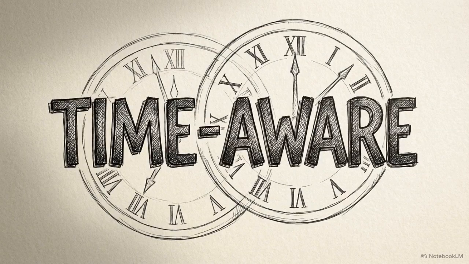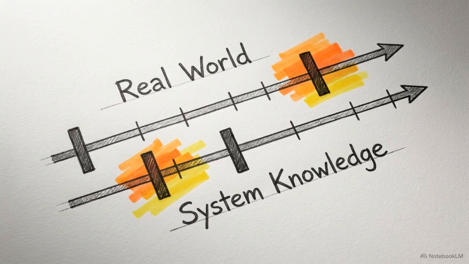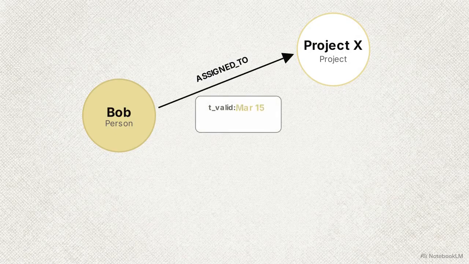Production-grade reliability is achieved through a feature called the bitemporal model. The real world and an AI system's knowledge of that world are rarely synchronized. The system needs to distinguish between when an event happened and when it learned about that event. As shown in this diagram, every fact receives a dual timestamp. The first is t-valid. This marks the exact moment a fact became true in the real world. The second timestamp is t-invalid. This marks when a fact ceases to be true. If the fact is currently active, this stamp remains null.